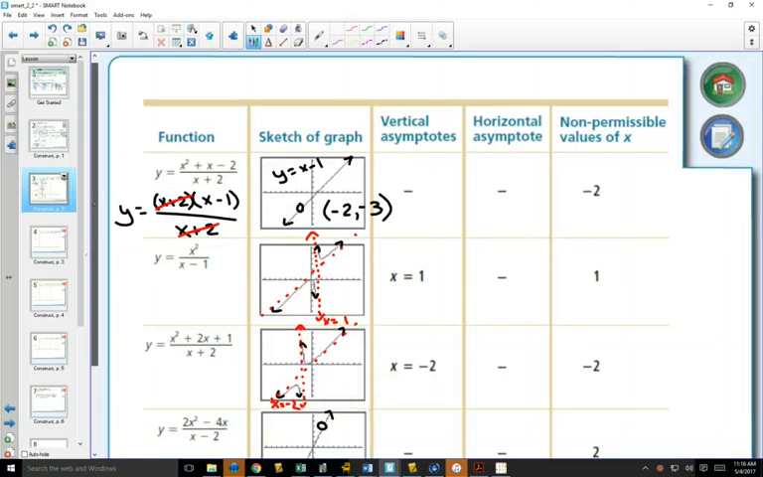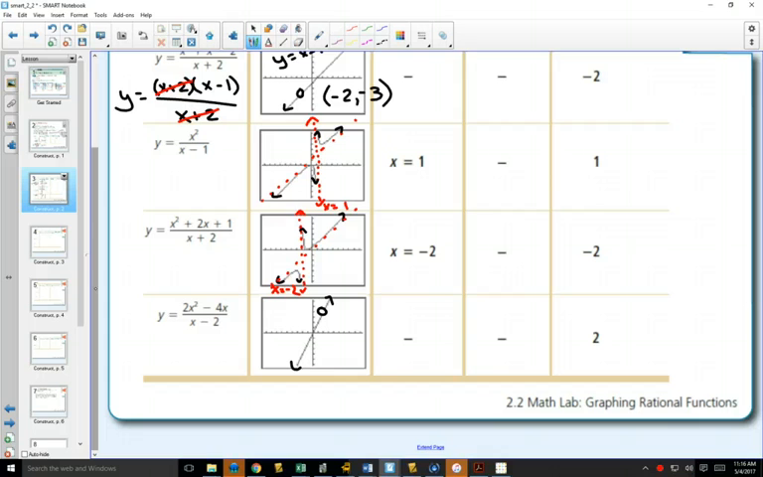The last one that has a hole is the one at the bottom here. Again, if we factor things out, on the top I could factor out a 2x, leaving me with x minus 2. And I have an x minus 2 on the bottom. So since these cancel out, that tells me there's going to be a hole at 2. And since the equation simplified to just be 2x, that's why we get that line. If I plug in 2 into 2x, I would get 2 comma 4. That's where my hole is.